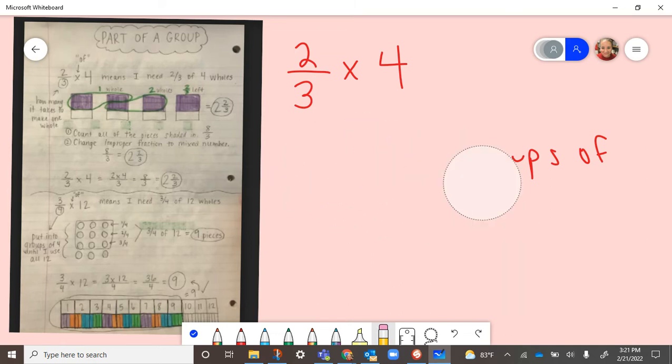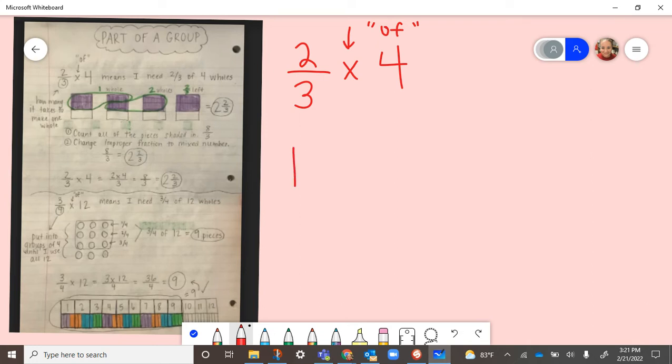So let me get rid of this. And so here I want you to think of this multiplication symbol as "of." So this is 2/3 of 4, which means that we need 2/3 of 4 wholes.